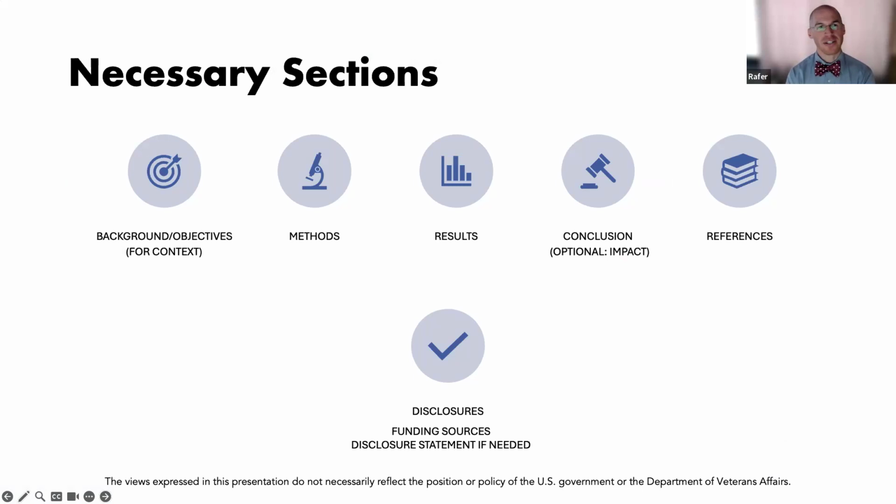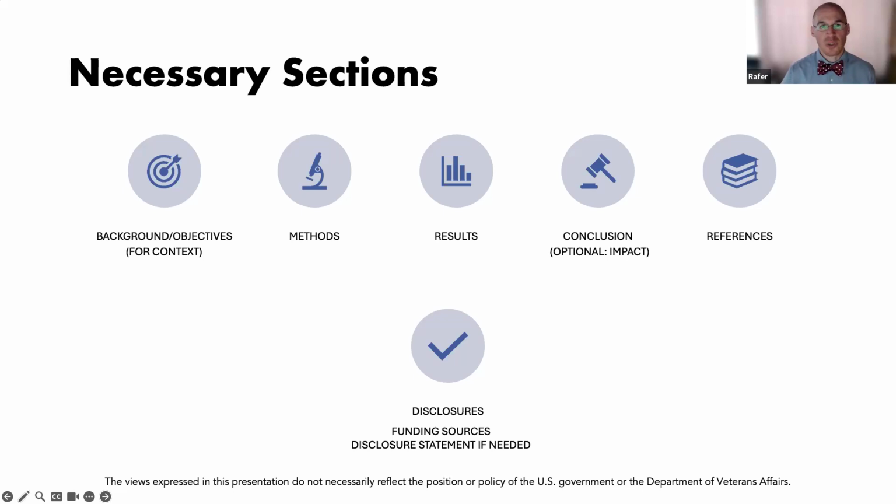As for necessary sections to include in a poster, these are the things that are generally guided by your abstract or a research paper. So first, you will have your background and objectives, and this is going to give context to a poster. Then you'll need to talk about your methods, explaining what were the methods done for your study. Then we'll have the results or your data.